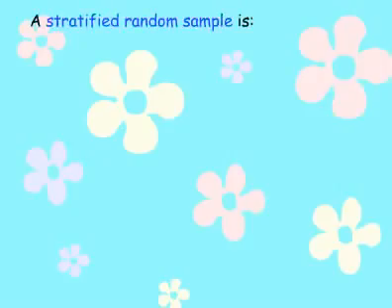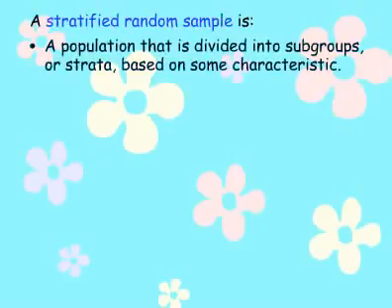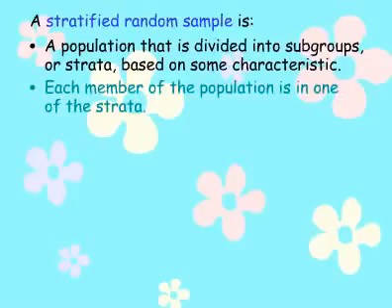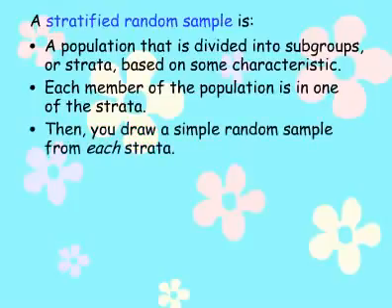A stratified random sample is one in which the population is first divided into subgroups, or strata, based on some characteristics such as gender, age, or race. Each member of the population is then in exactly one of the strata. Then you draw a simple random sample from each stratum.